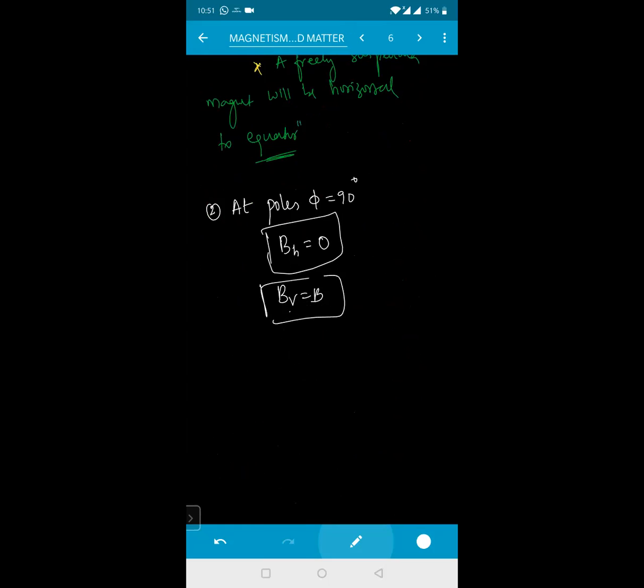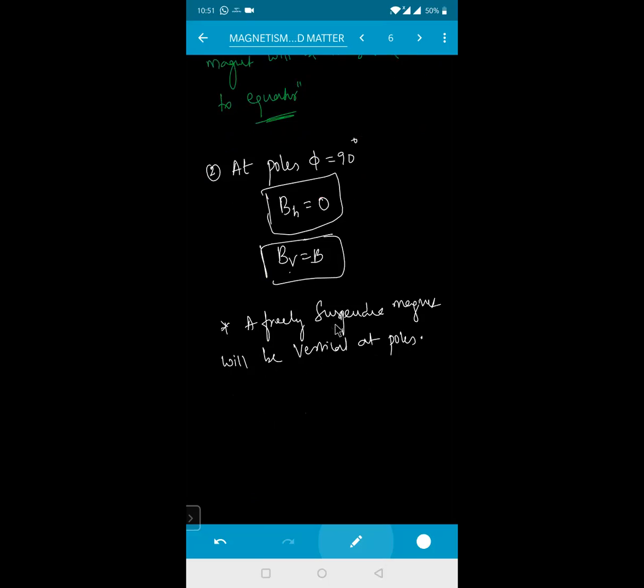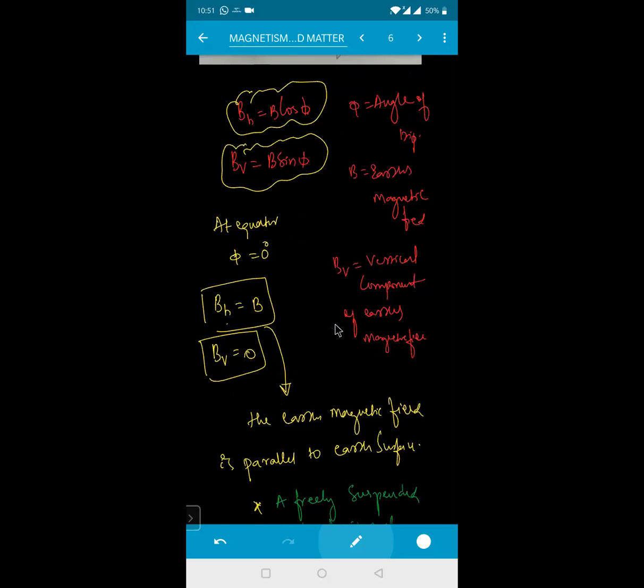That means I can say that at the poles, a freely suspended magnet will be vertical at the poles. There is no horizontal component in this. Is it clear? So these 2 points are very important.